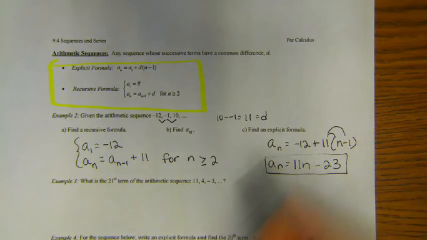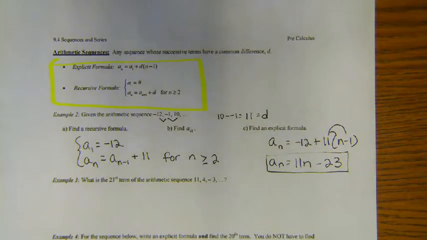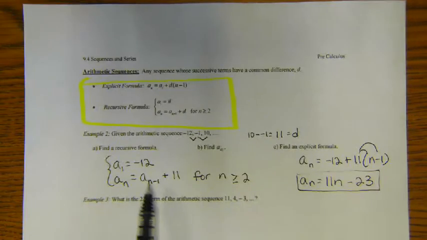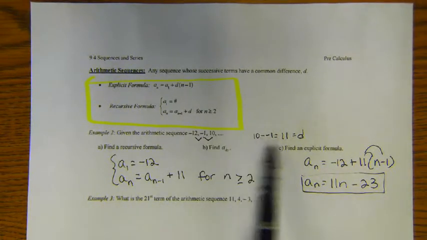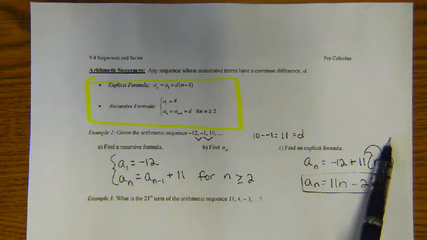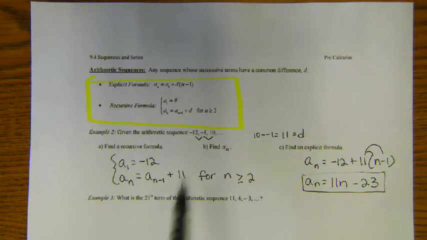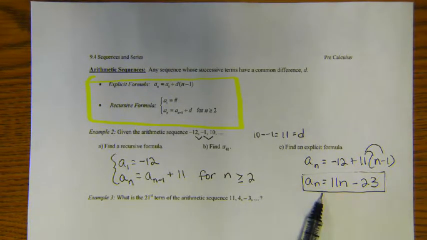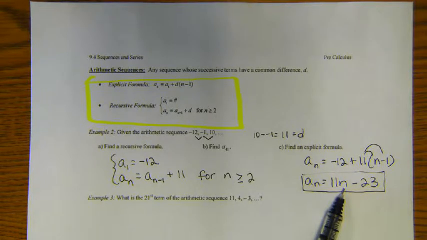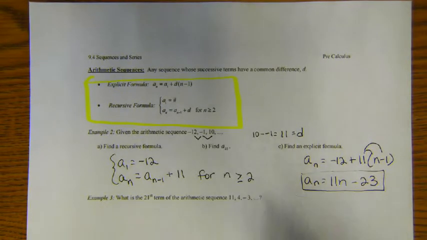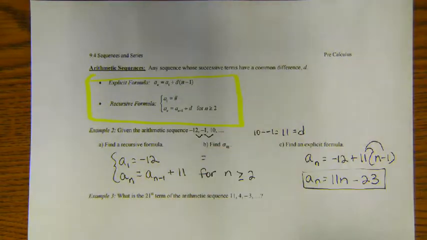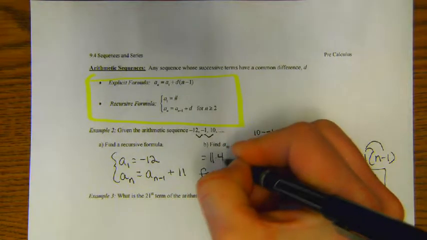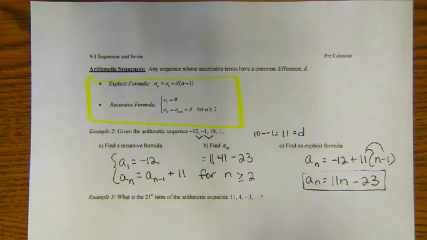If I wanted to find the 41st term and I wanted to use the recursive formula, I would have to keep writing out terms till I got to the 41st term in the sequence. If I wanted to find the 41st term, here I would just need to plug 41 in. That's easier. So a sub 41 equals 11 times 41 minus 23. So 11 times 41 minus 23 is 428.